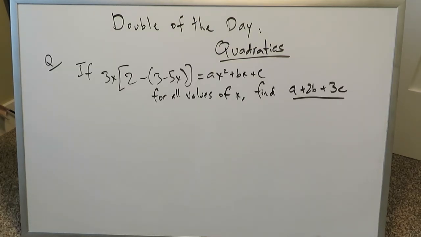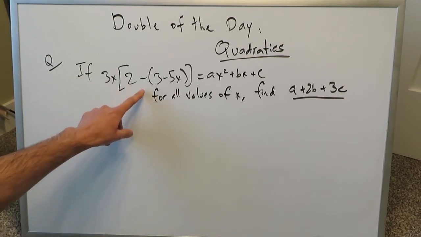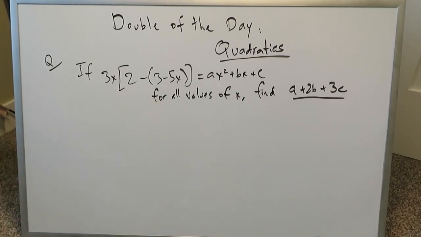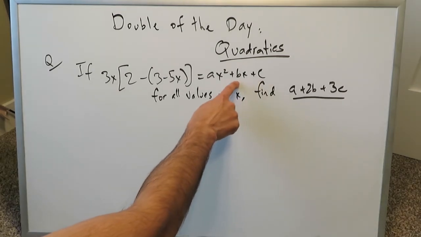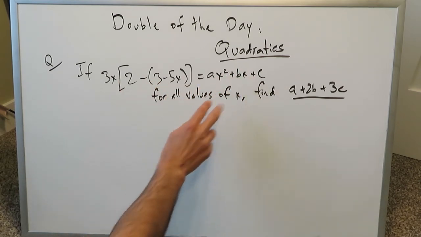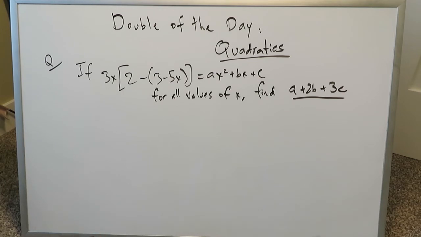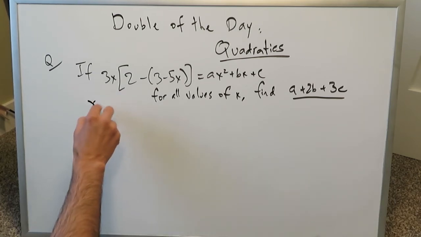The second question for this video is more of a manipulation and analysis of a quadratic expression. You have this question presented: if 3x(2 minus (3 minus 5x)) is equal to ax squared plus bx plus c. You know this right here is a quadratic equation with a, b, and c coefficients. If all of this is equal to all of that for all values of x, then you gotta find a plus 2b plus 3c.